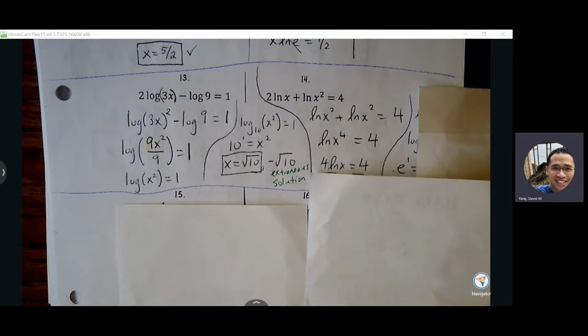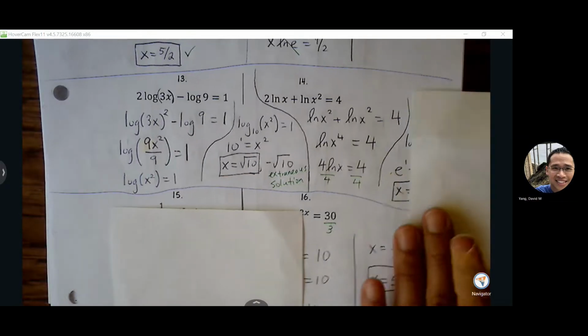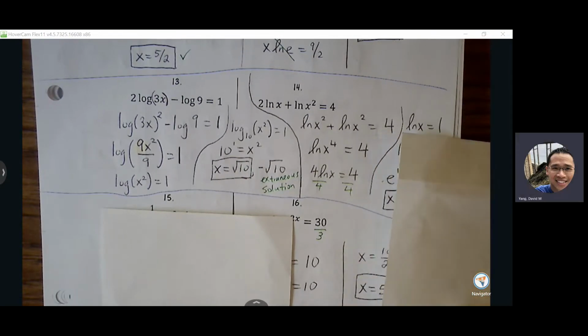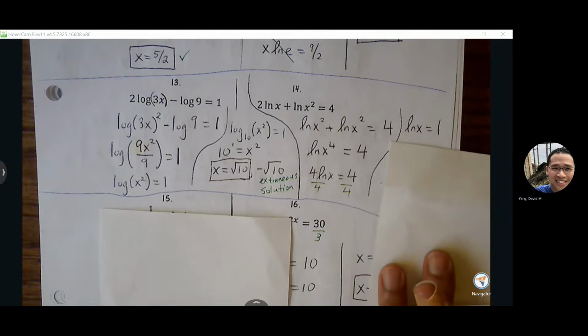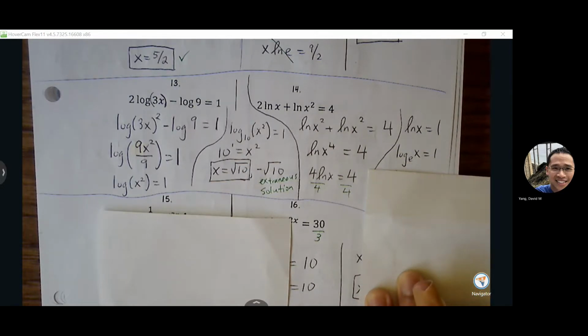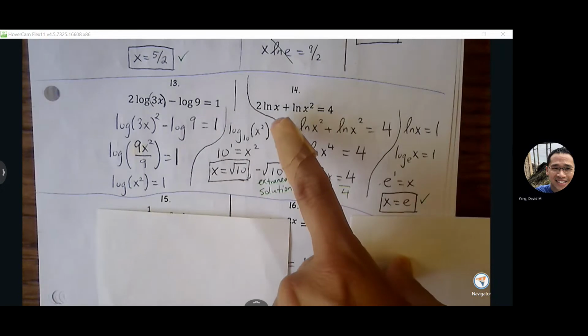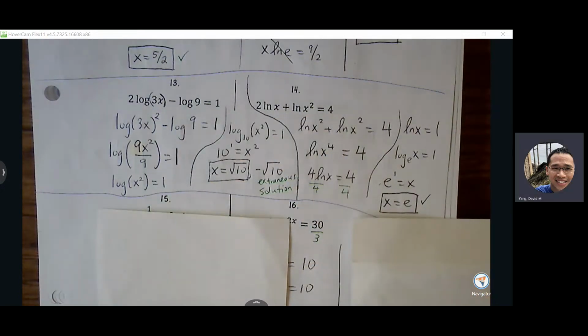Bring the 4 down. I can't get the natural log of x to go away, but maybe I can divide both sides by 4. Natural log of x equals 1. Get that base to show up, log base e of x equals 1, and then convert to exponential form. E to the first power equals x. X equals e. We double check. E is fine for x and for x squared.